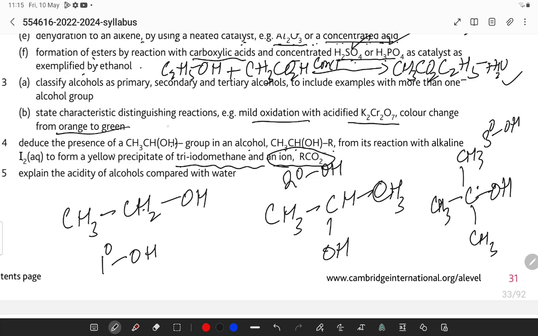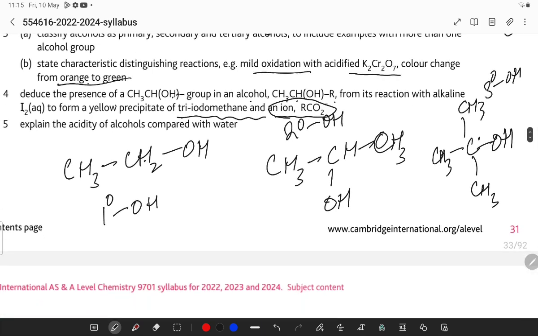State the characteristic distinguishing reaction: mild oxidation with acidified potassium dichromate, color change from orange to green. It first changes into aldehyde, then changes into carboxylic acid. And if there is secondary alcohol, it changes into ketones and the color change would be orange to green.